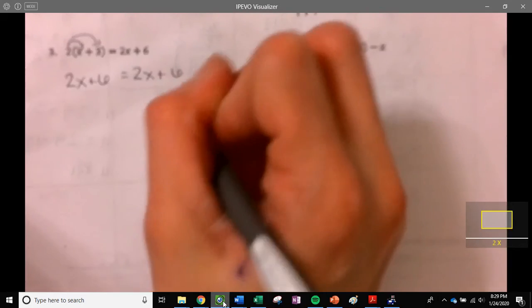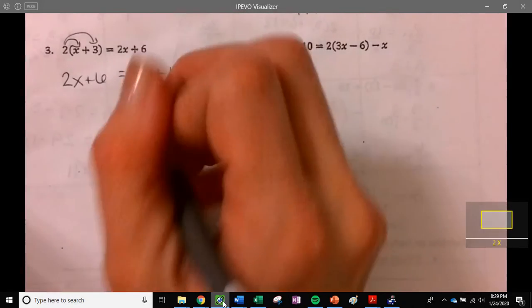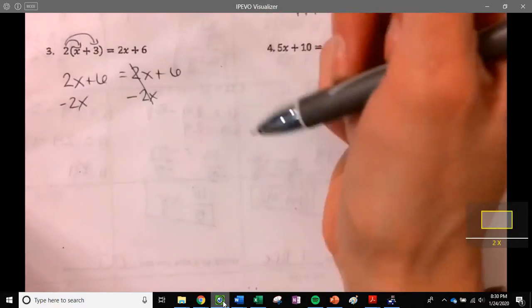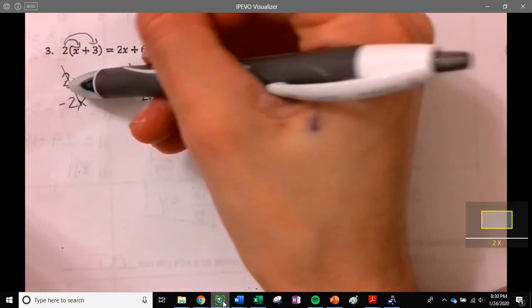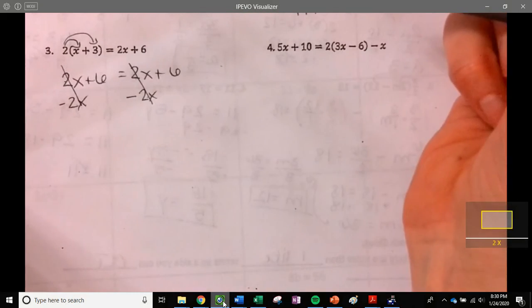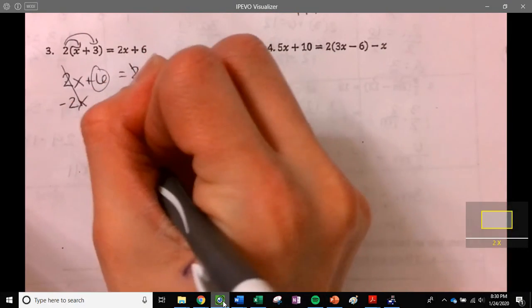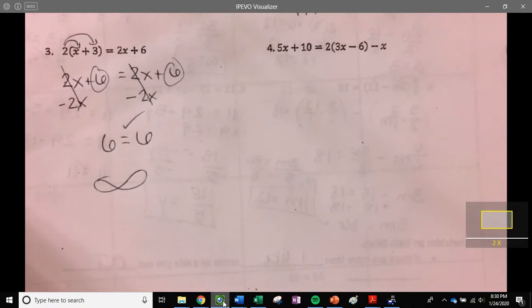Okay, things are going to happen here. I'm going to move my 2x to the left so that all my variables are on the same side. I'm going to do that by subtracting because I've got a positive 2x, so I subtract and I subtract. That's going to cancel this out, and that's going to leave me over here also canceled out. 2 minus 2 is 0, 2 minus 2 is 0. My variables have canceled each other out on both sides, and I am left with the same constants. 6 equals 6. That means that we have infinite solutions for this problem.